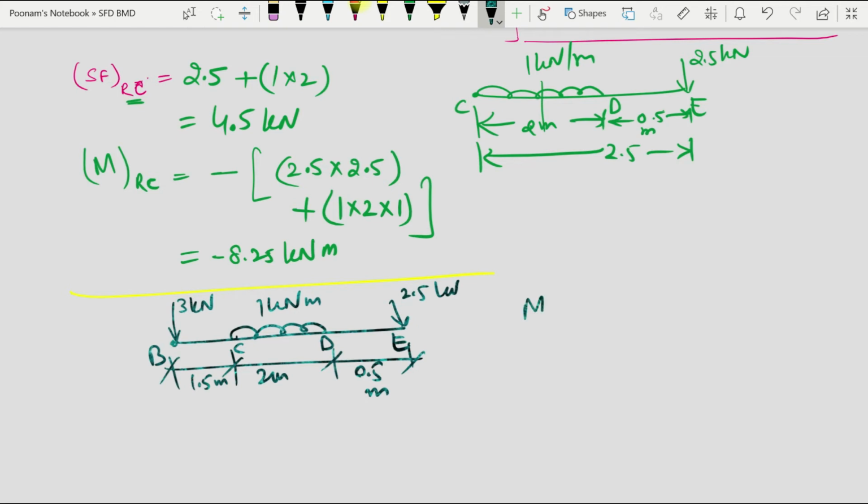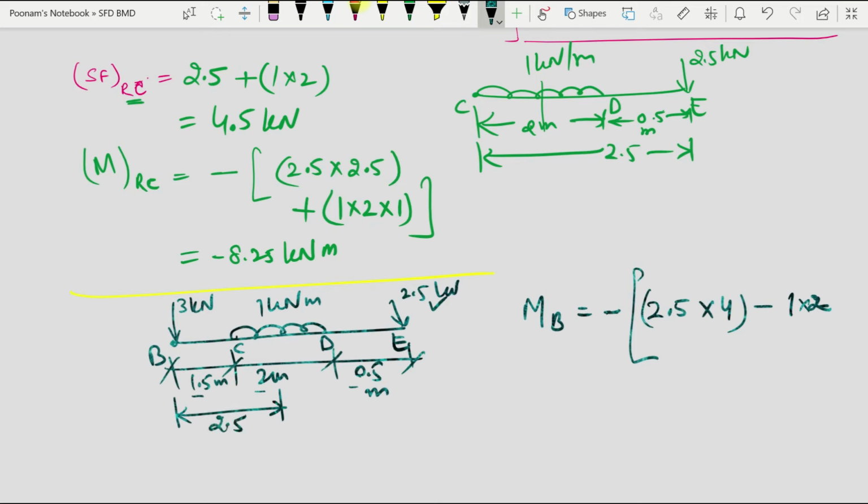I can find out the moment at B, which will be negative of the moment due to the 2.5 force. So 2.5 into the distance, which will be 2 plus 1.5, so 3.5, and then 1 UDL. The total UDL will be 1 into 2, so this distance will be 2.5 into 2.5. If I add this up, I'll get minus 15 kilonewton meter.